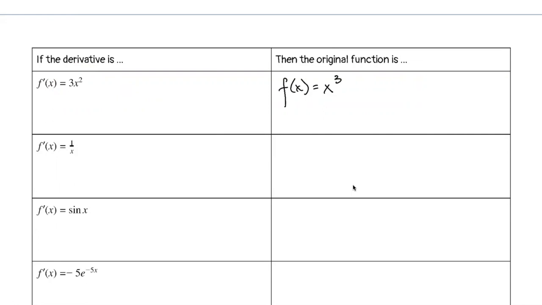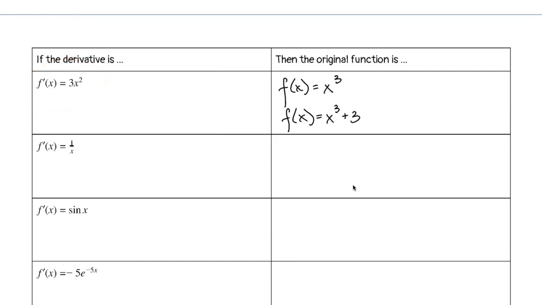But here's the deal. What if I said this, f of x equals x cubed plus 3? And I asked you to take the derivative. What would you end up with? Pretty sure you would still end up with 3x squared.